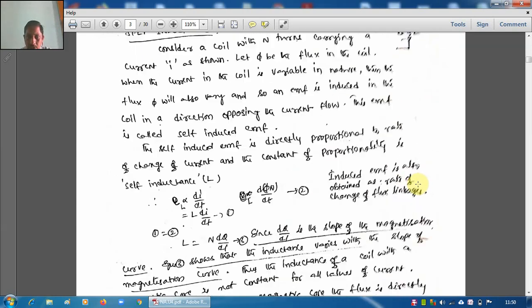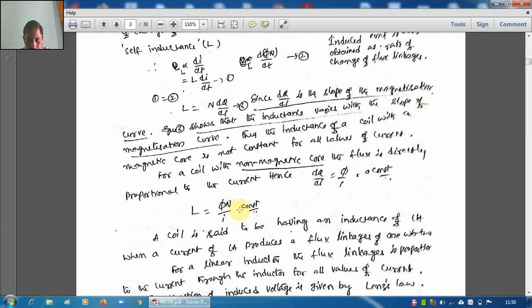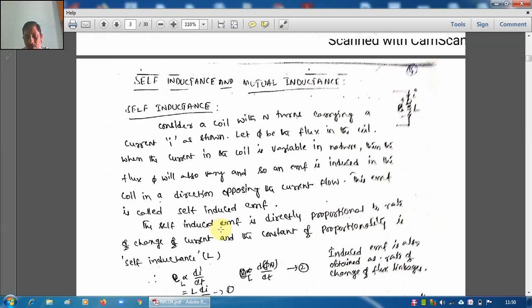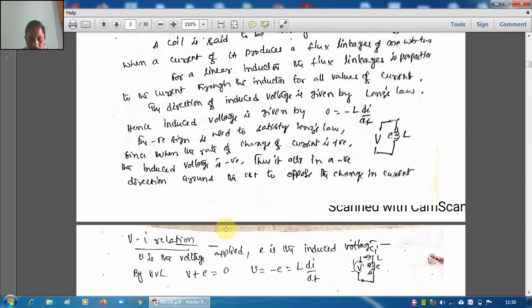So the ratio of all these coil terms: N is the number of turns of this coil, one coil, first coil. Phi is the flux produced in the coil. I is the current in the coil. So ratio of N phi to I is called the inductance, and here it is called self inductance. Why? Because we are having only one coil and all this phenomenon is happening in that same coil.